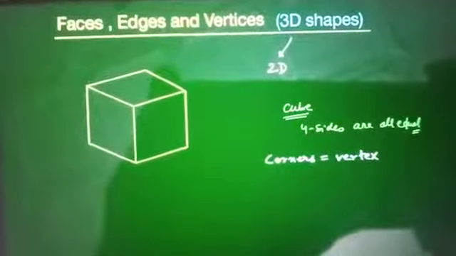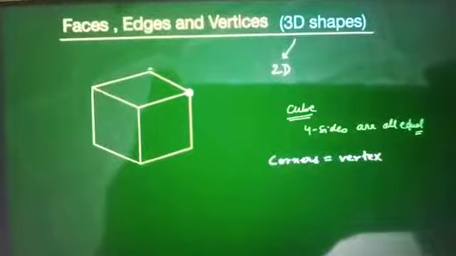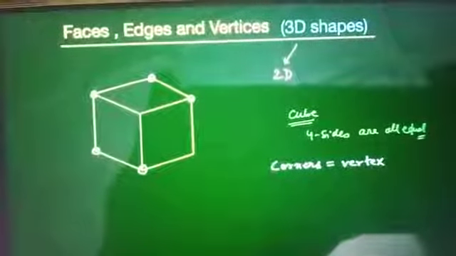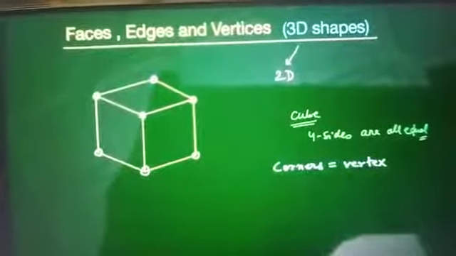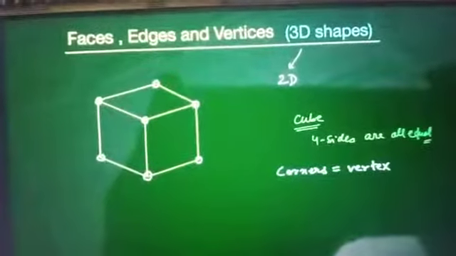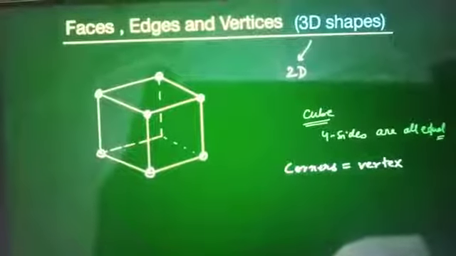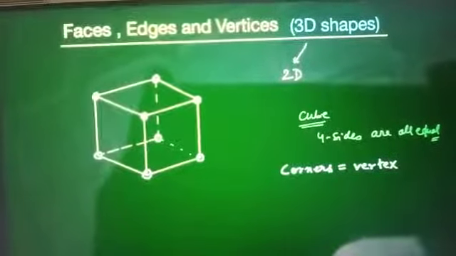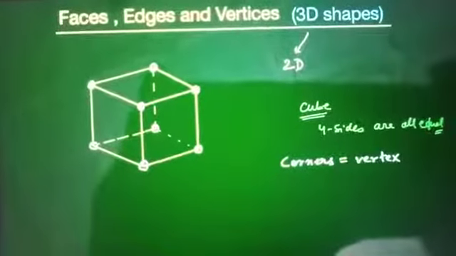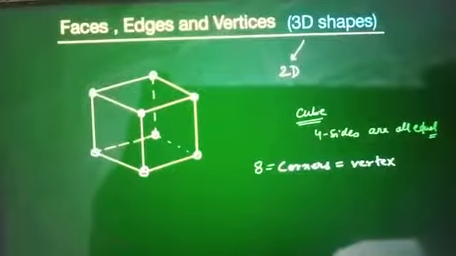Now look at its corners. It is also called vertex. How many corners does a cube have? 1, 2, 3, 4, 5, 6, 7 and the last one is 8. So how many corners or vertices does a cube have? It is 8. A cube has 8 vertices or corners.